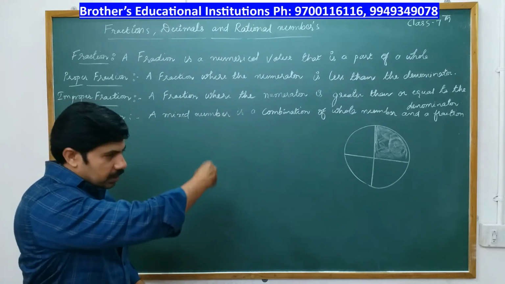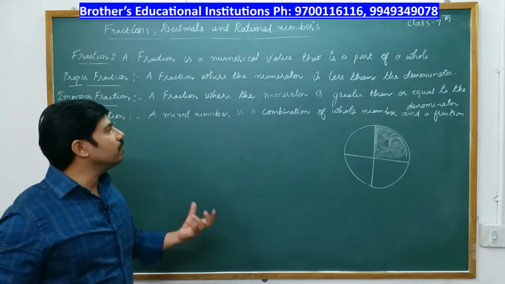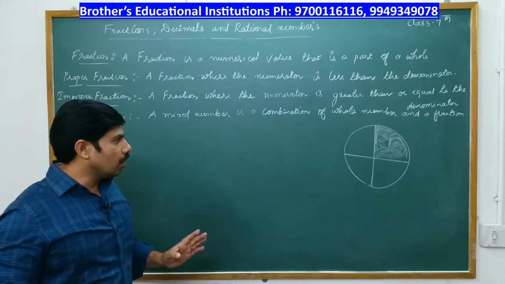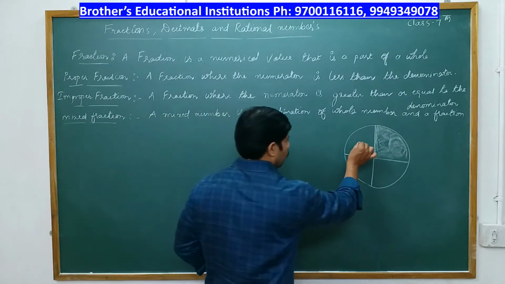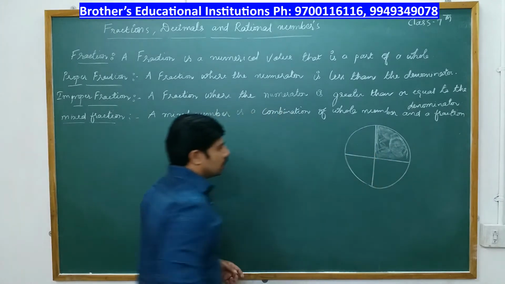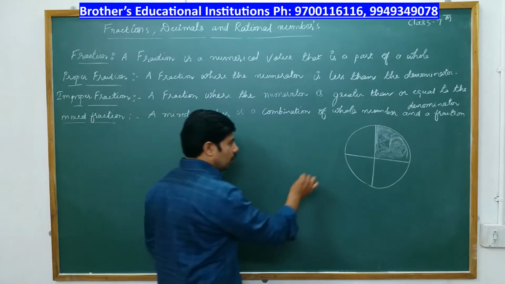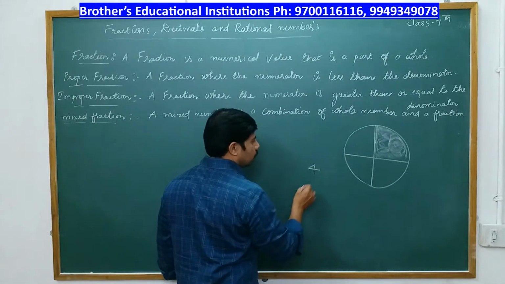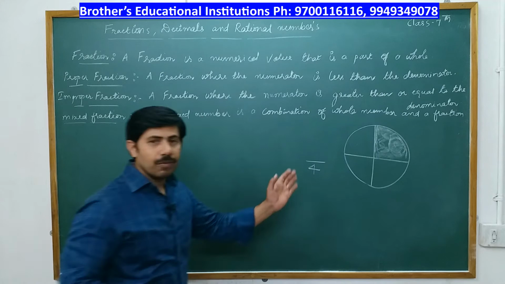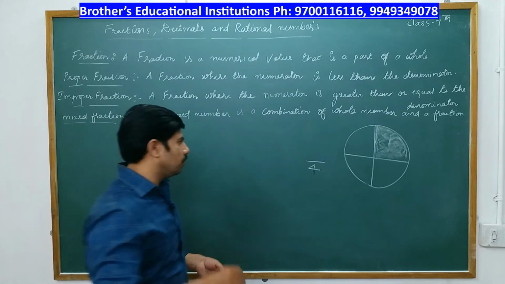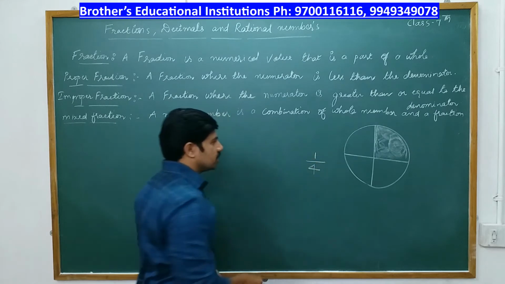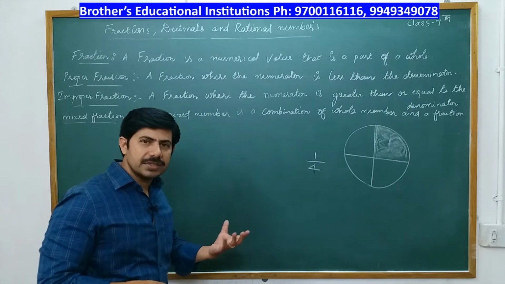So whole means what? The complete pizza. In that we are removing a part. Now how many parts are we dividing the pizza into? We are dividing the pizza into 1, 2, 3, 4. So out of 4, the whole is 4. Out of 4, the shaded one we are removing. So how many parts are we removing? Only 1. So what fraction of pizza is removed?